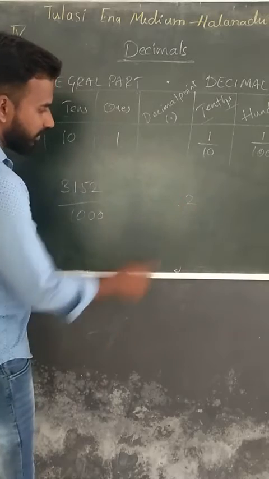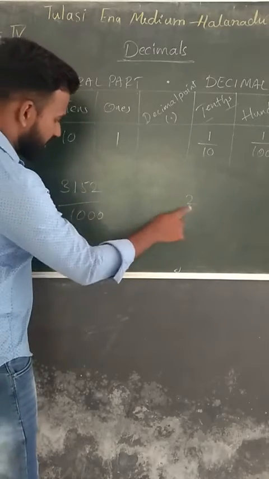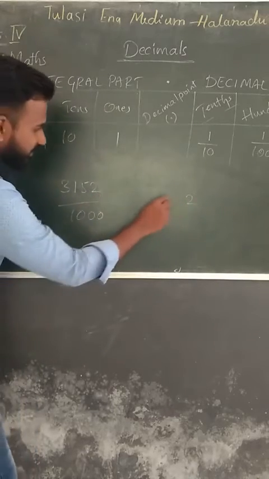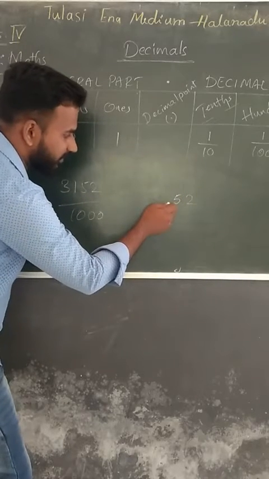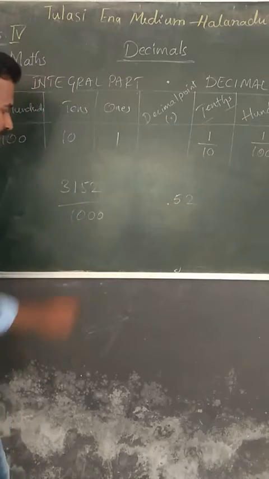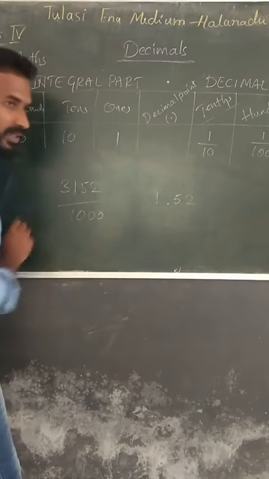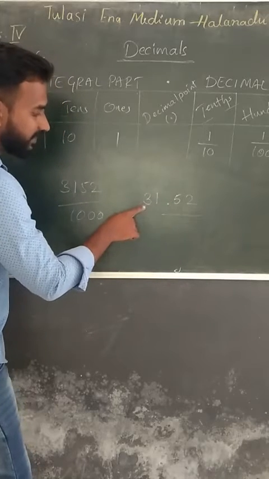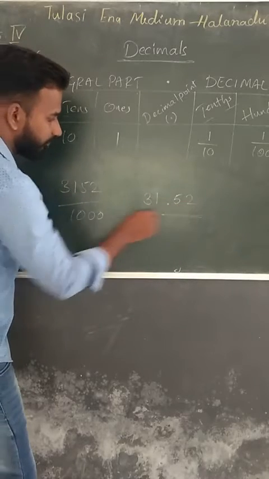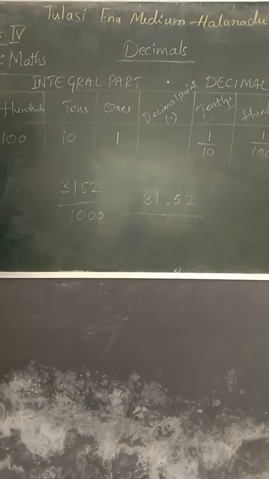Okay. If 2 is in the 1000th place, then in the 100th place there will be 5. Before the decimal point is the ones place, then the 10th place. So it is 31.5.